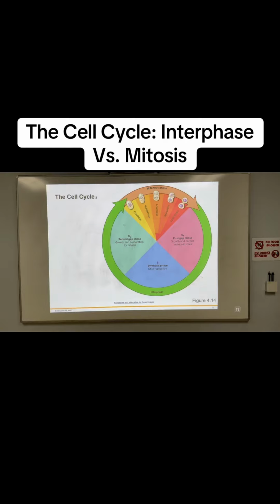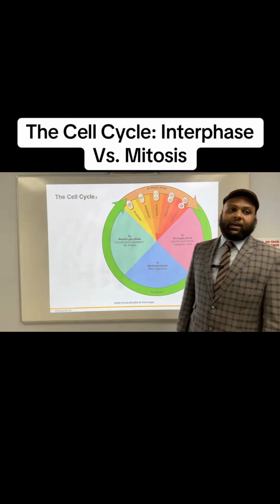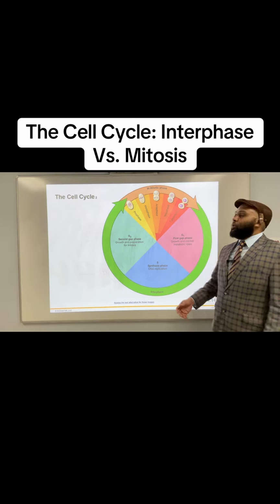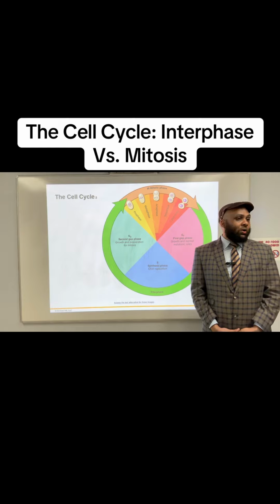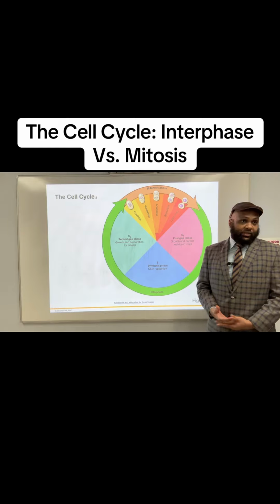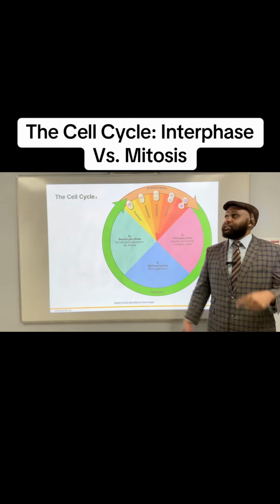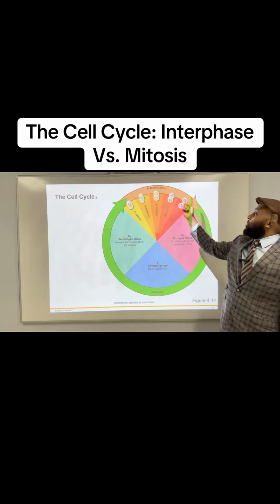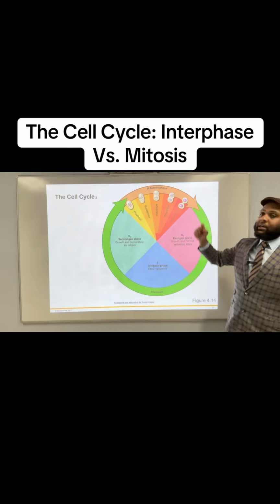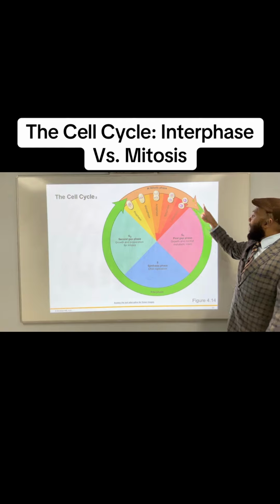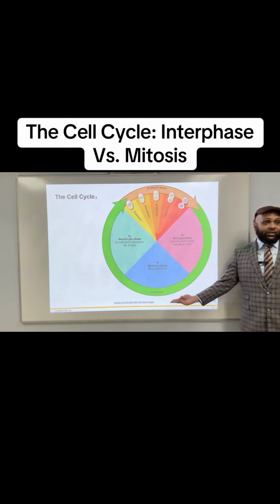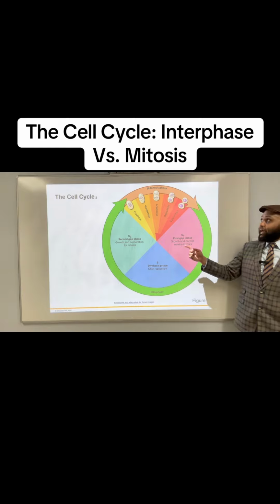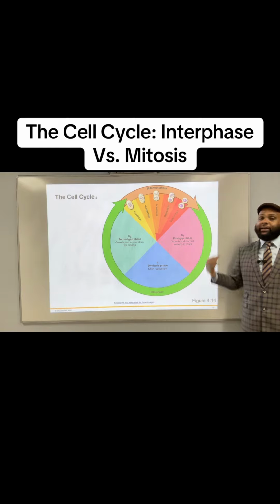Important to know. I ask my students, what are the two phases of the cell cycle? And they say prophase, metaphase. No, those are the phases of mitosis. So the cell cycle has two phases. The brown part, the small part, mitosis, and the very big green part known as interphase. That's very important to know.